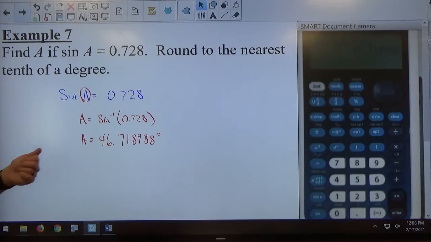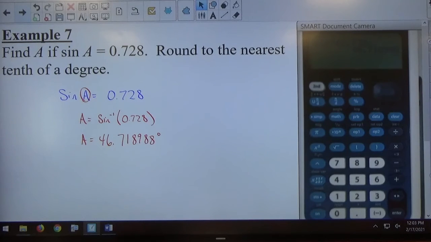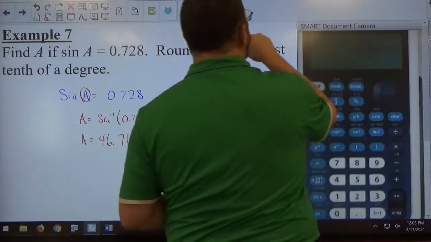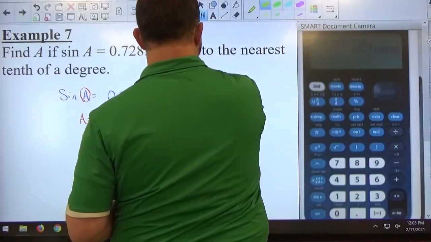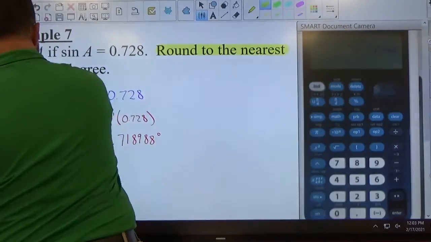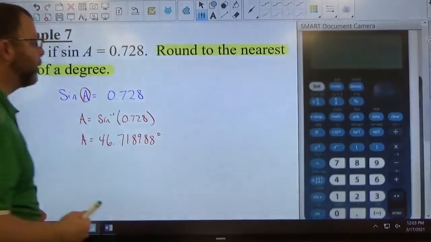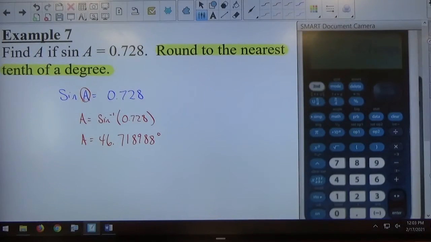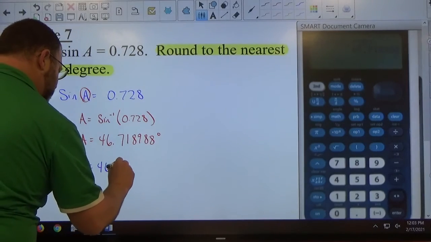So if I did sine of this angle measure, I would get 0.728 or something near it. It's rounded, obviously, so we won't get exactly that, but rather close to it. Now, this particular question asks us to round to the nearest tenth of a degree. So this one actually has rounding rules for us. So if I'm going to the nearest tenth of a degree, it's going to be A is equal to 46.7 degrees.